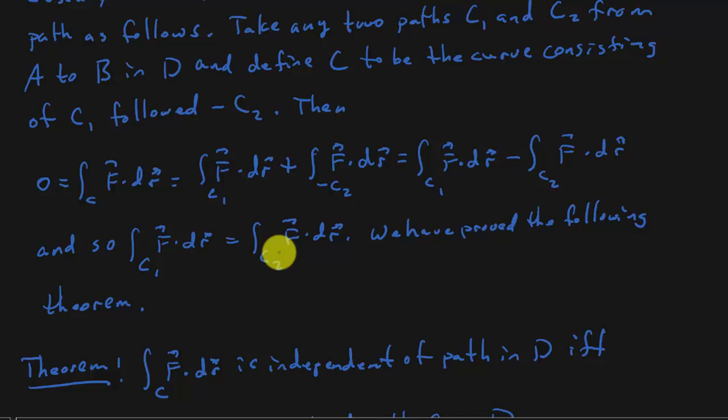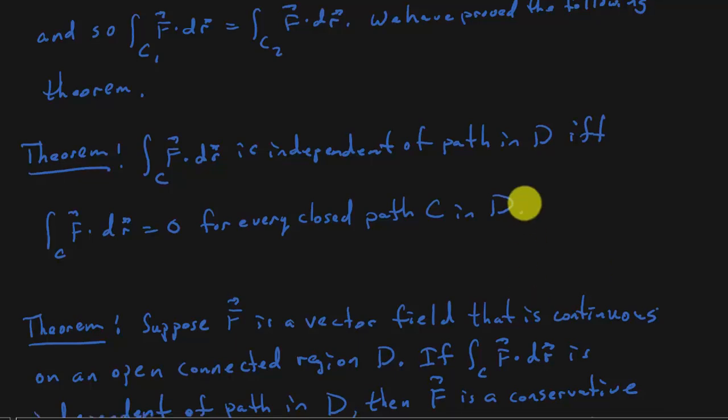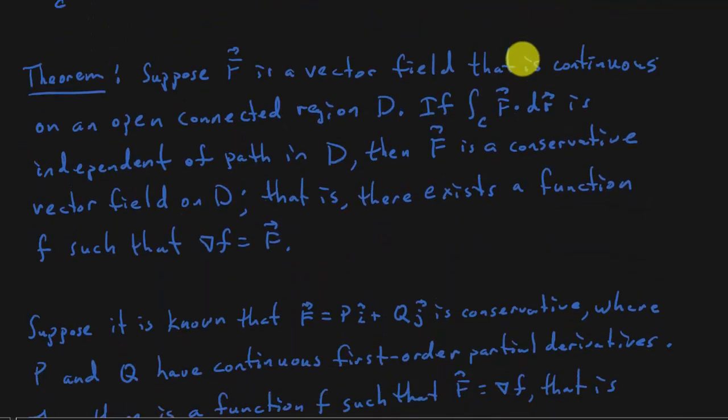We have proved the following theorem, which says the integral over C is independent of path in D if and only if this integral is equal to 0 for every closed path C in D. And then there's a lot of theorems and definitions, and like I said, I'm reading through them right now, then I'm going to go back and explain everything.